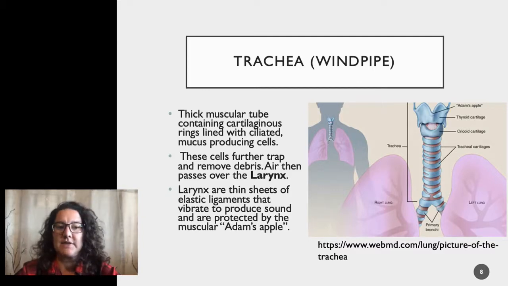The trachea is a muscular tube containing cartilaginous rings with ciliated mucus-producing cells. Then this mucus further traps and removes debris, and then air passes over the larynx or the voice box. In the larynx, there are thin sheets of elastic ligaments that produce and vibrate sound. So the larynx, as it opens and closes, will allow different sounds to be produced for talking, singing, yelling, whatever it happens to be.